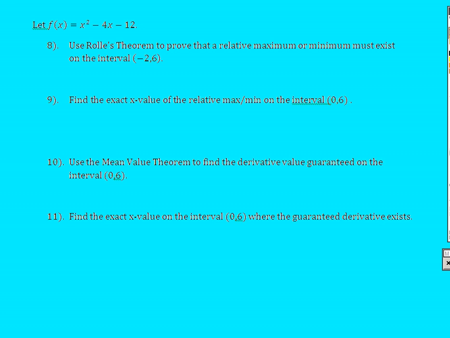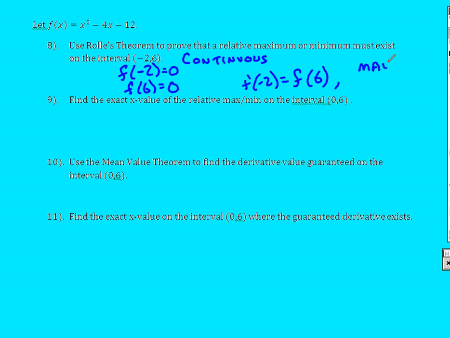Alright, so now we're going to use Rolle's theorem as we just described it. So all we need to say is, is this function continuous? Alright, so that's the first step. It is a continuous function. So what we're going to look for now is we want to plug in f of -2 and f of positive 6. They should equal the same number. And in this case they do. They both equal 0. So all we have to say is because f of -2 equals f of 6, and it is continuous, then a max or a min must exist in that interval. That's all you need to say.